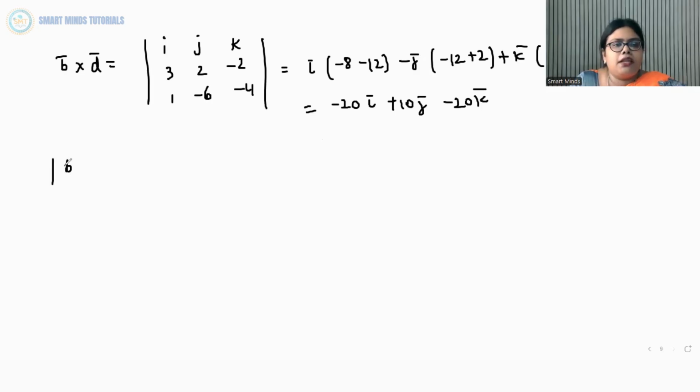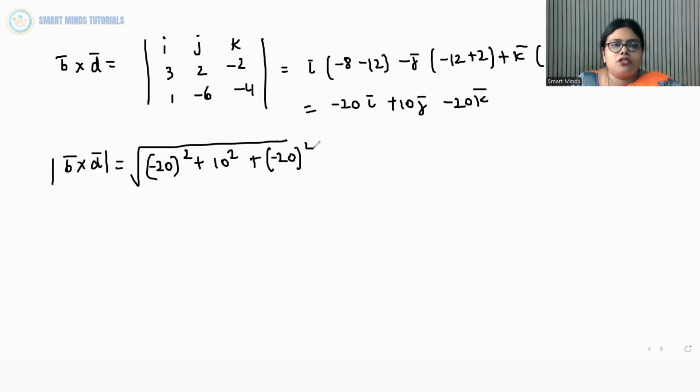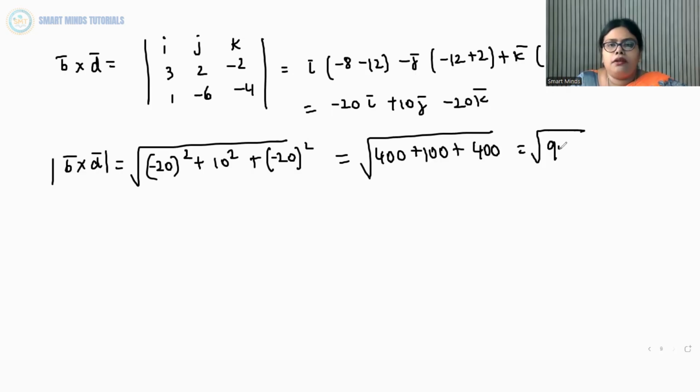Now what is magnitude of B cross D? Root A square plus B square plus C square. So minus 20 whole square plus 10 square plus minus 20 whole square. That is root 400 plus 100 plus 400. That is root 900. Root 900 is 30.